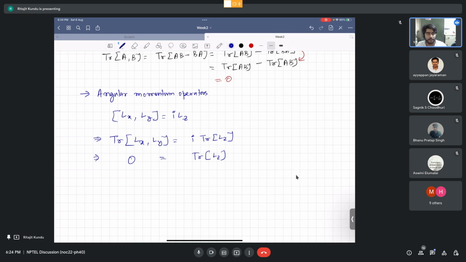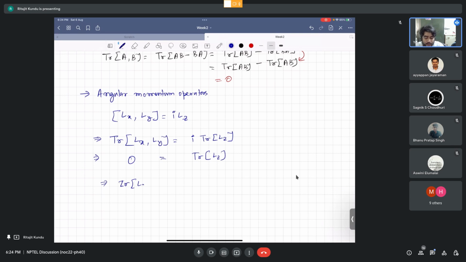Say somebody gives you an angular momentum operator, and you write it in matrix form in a proper basis. You can directly calculate the trace of that matrix, and you can say whether it is a viable angular momentum operator or it isn't. Before checking all of the commutation relations, you first go for this trace relation. In this case, the trace of the Lz operator will be 0.